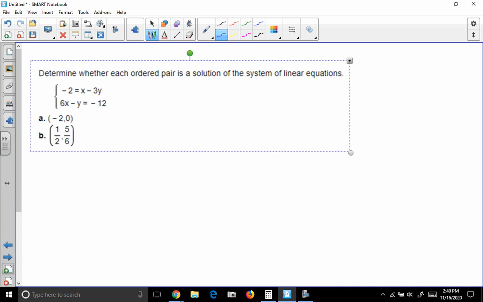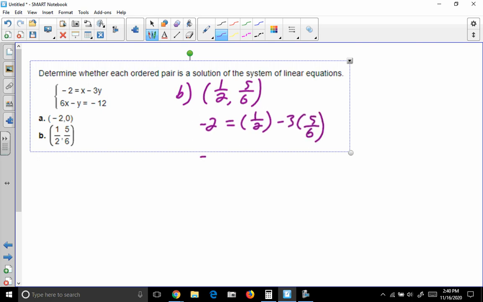So this one has us do the same thing, and I'm going to work with point B. I tried to do this to remind us about fractions. So let's try the point (1/2, 5/6) and see if it's a solution. If it fails to work in either equation, then it's not a solution. So I'm going to take the top equation, and in place of x, I'm going to put 1/2, and in place of y, I'm going to put 5/6. Now, since the 3 is not a fraction, I'm going to put it over 1 to make it a fraction, because it's 3 times the y value, 3 times 5/6.